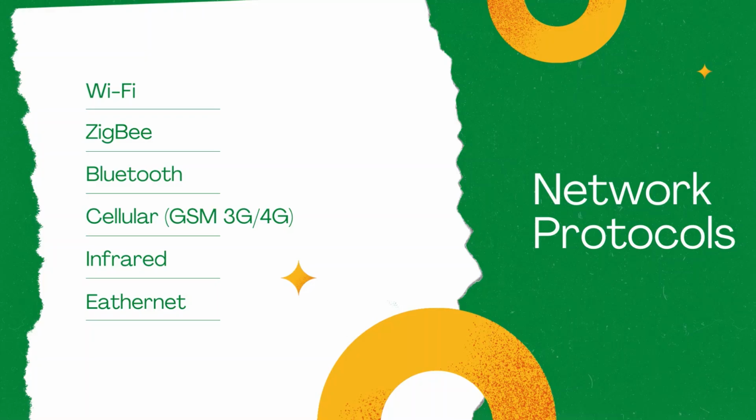In the previous video, you learned about the types of networks. In this video, you will learn the network protocols available to implement those network types. Though there are many models available in the industry, the IAL syllabus requires you to know about these 6 models: Wi-Fi, Zigbee, Bluetooth, cellular, infrared, and Ethernet. So let's start with Wi-Fi.